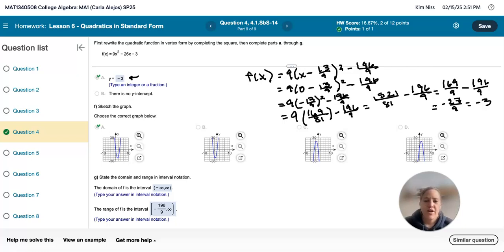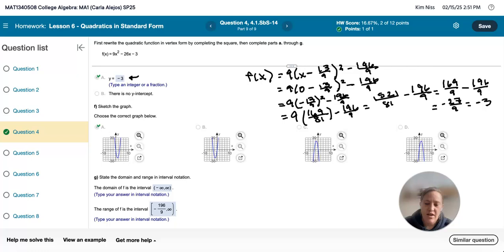So now for the domain and range. The domain is all x values, and you can see just based on the graph that it can go off to negative infinity and off to positive infinity. We have no idea where this graph is going to go, and so that's why the domain is just negative infinity to infinity. The range, though, is a little bit different, because the range is your y values.